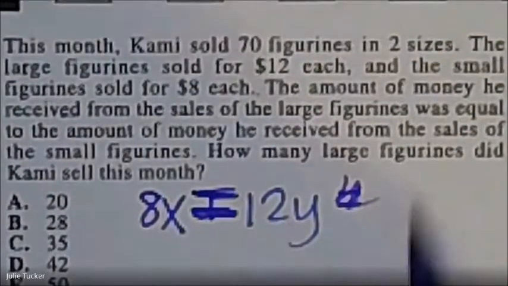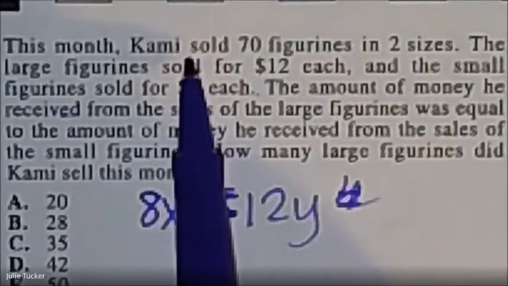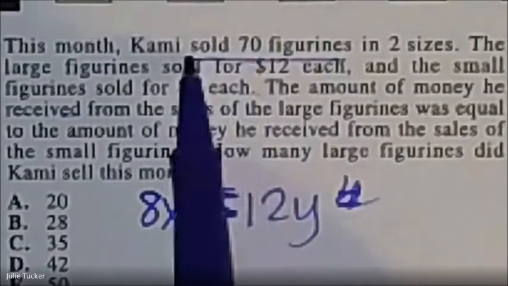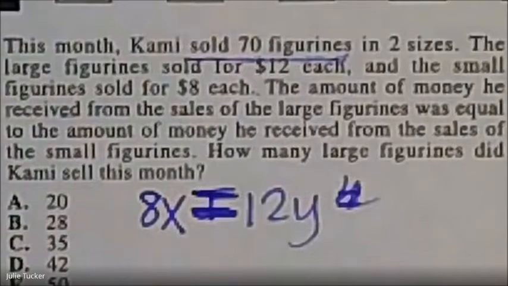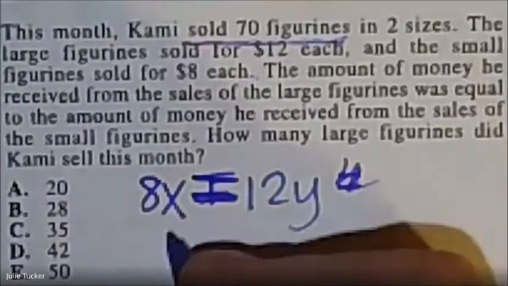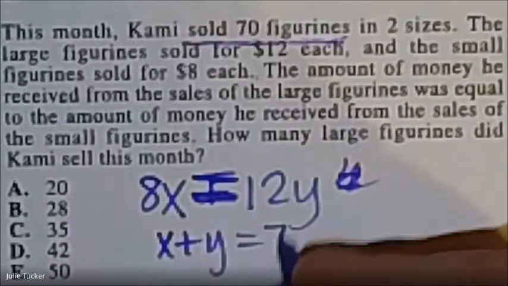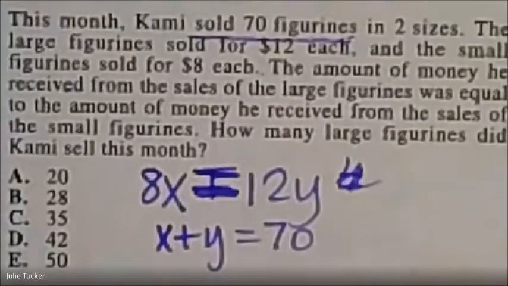Then the other equation comes from this sentence. He sold 70 altogether. So that means x plus y is 70. Do you know what this is? This is a system of equations problem. We can do substitution, can't we?